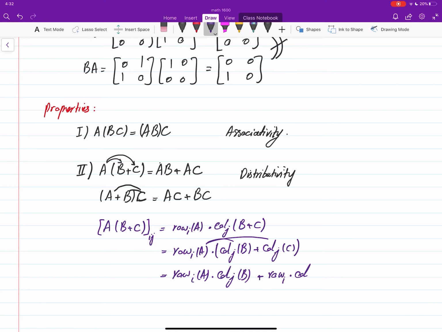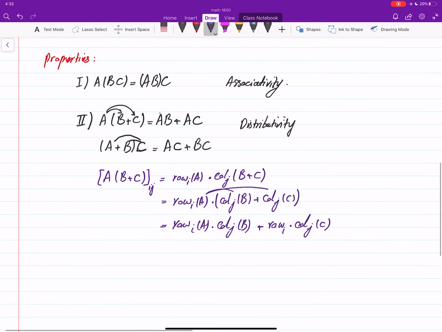So we have row i dot column j of B plus row i dot column j of C, and you see row i dot column j of B is the same thing as the ij entry of AB, plus the ij entry of AC. And then this is the same thing as AB plus AC, since you added the ij entries of those, and you can do the other one yourself also.